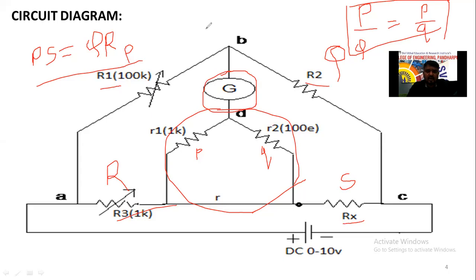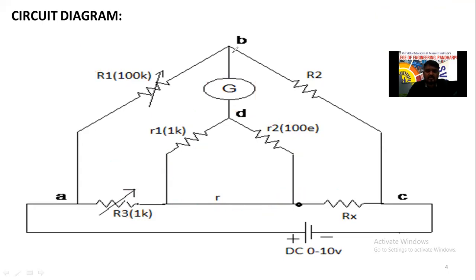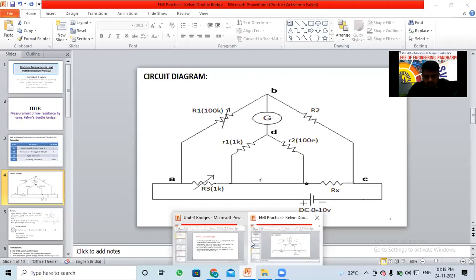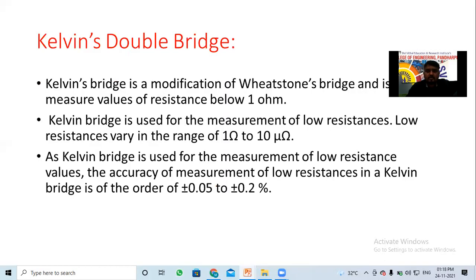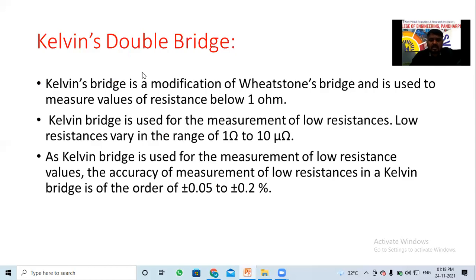In the textbook I have used a different notation, R1, R2 is there. Don't get confused by that. Some theory part, I will go through the class PPTs and explain it; instead of taking this, you will understand more from that. See here, the Kelvin double bridge. Is it visible? Kelvin double bridge slide.